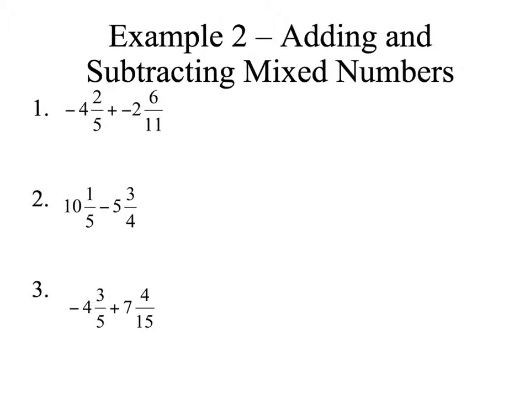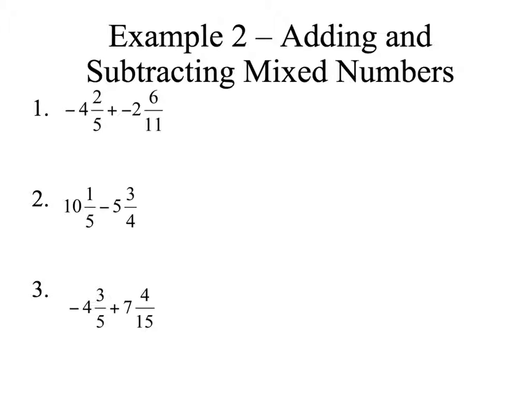Now we're going to add and subtract mixed numbers. In order for me to add and subtract mixed numbers, the easiest way for me to do it is I make everything an improper fraction. So I change from a mixed number back to an improper fraction, add or subtract if I need to, and then I convert back if necessary. That's just the method I use. If you have another method that works well for you, you are certainly more than welcome to use that.